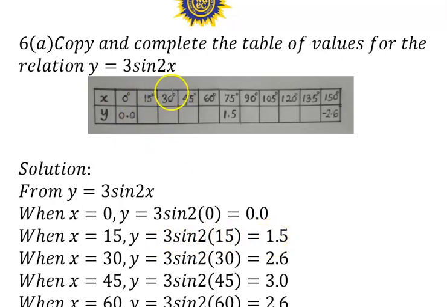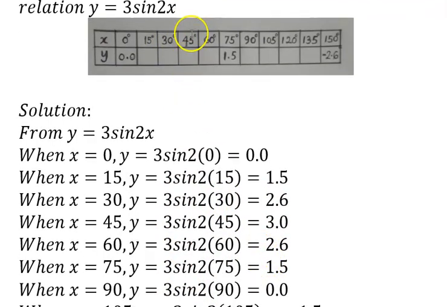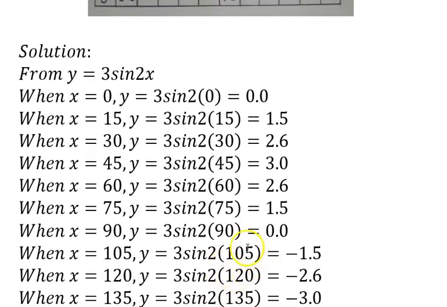When x is 30, you put it here as well, you get 2.6. When x is 45, you put it here, you get 3.0. When x is 60, you put here, you get 2.6. When x is 75, that's what they've done for you, 1.5. This is it, to confirm that is correct. When x is 90, we put here, get 0. When x is 105, you put, you get minus 1.5.